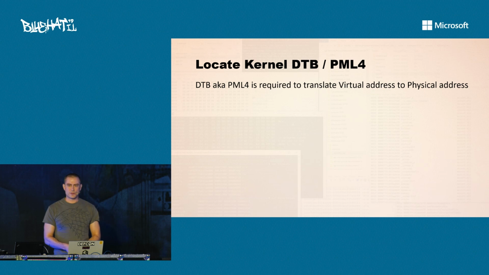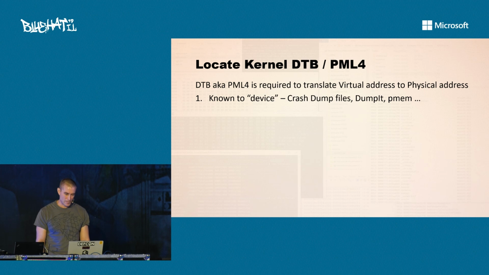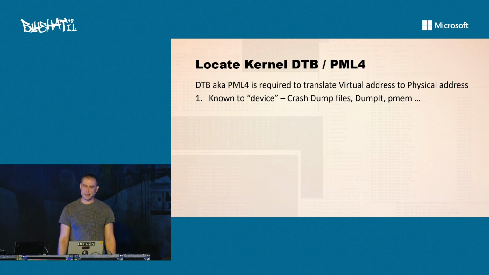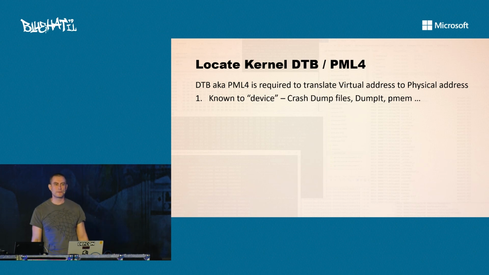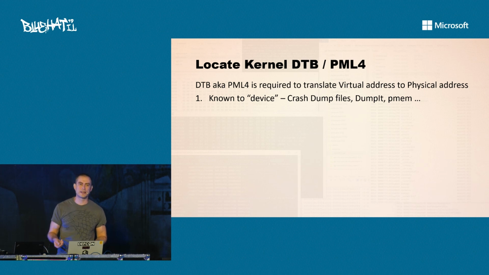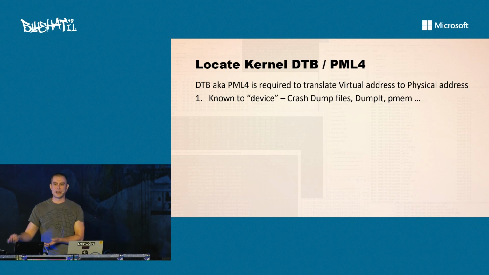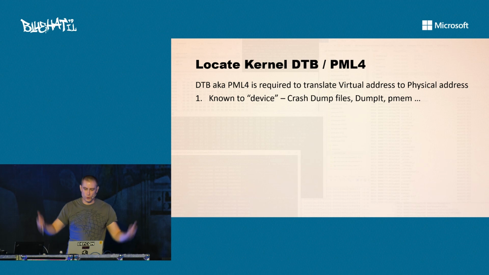The directory table base, or the PML4, as you all know, is required to translate virtual addresses to physical addresses. And we need to get a hold of that one at the very beginning. It might already be known to the underlying device. For example, if you are opening a crash dump file, that information is already inside the crash dump file. Or if you are acquiring memory with either DumpIt or PMEM, we can just query those for this value, and then we're all done.